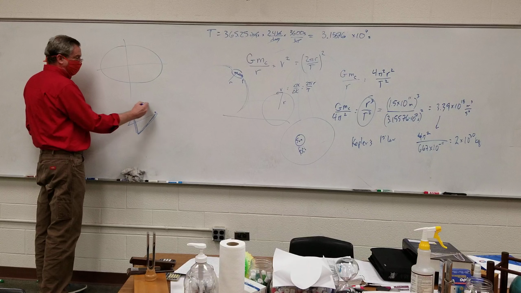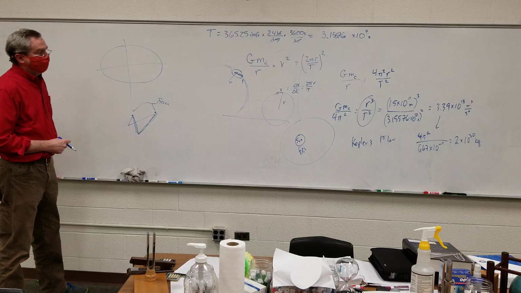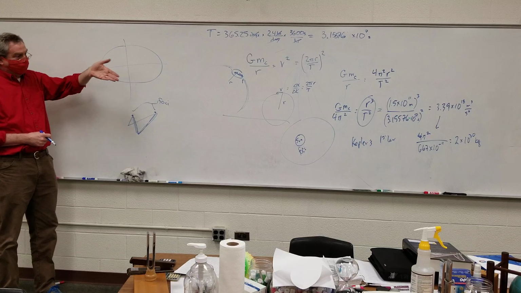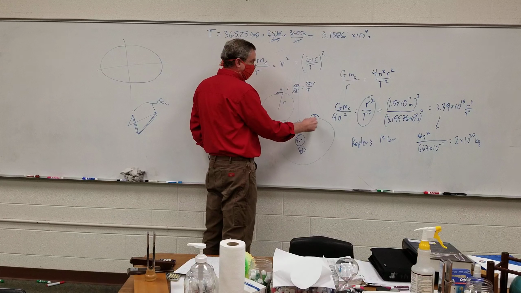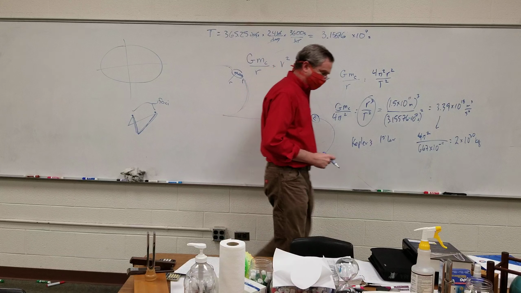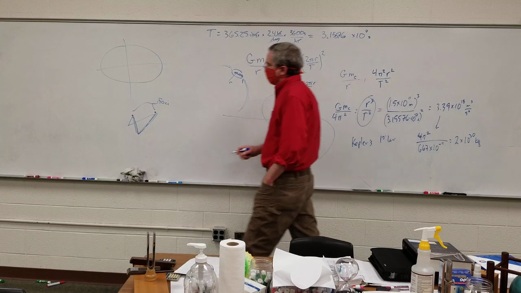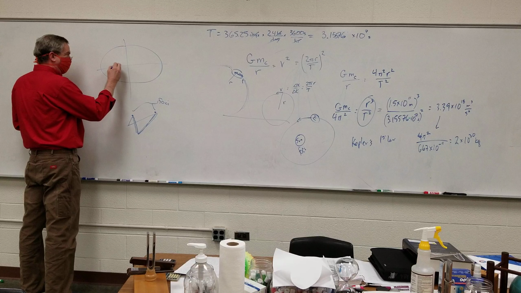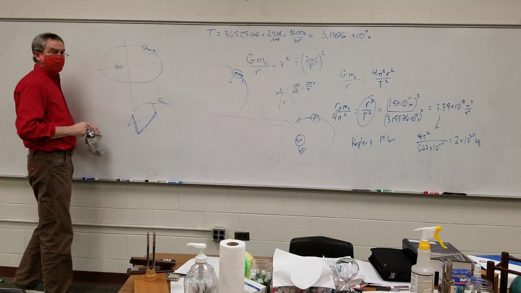These two tacks right here are the foci, or singular focus. Kepler figured out the sun's at one of the foci, and the Earth starts traveling around. And the last thing Kepler figured out, so if I have my sun here, is that the Earth is not traveling at the same speed the entire time.